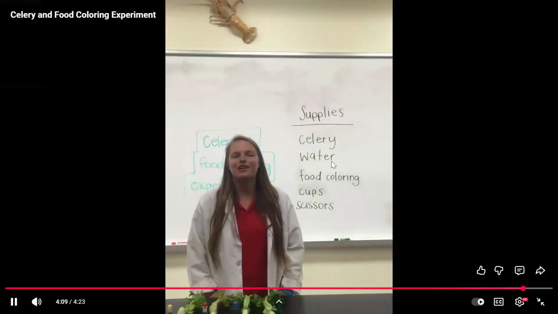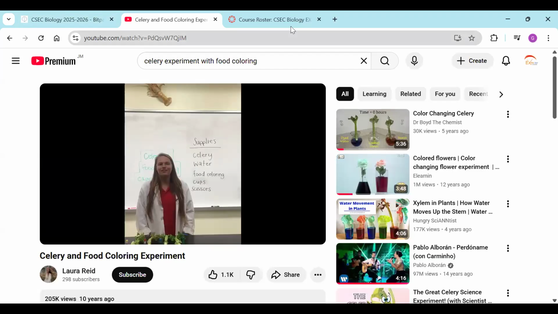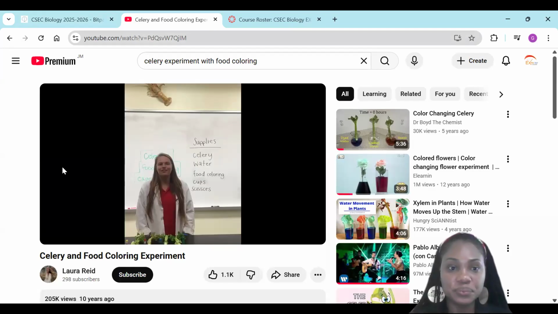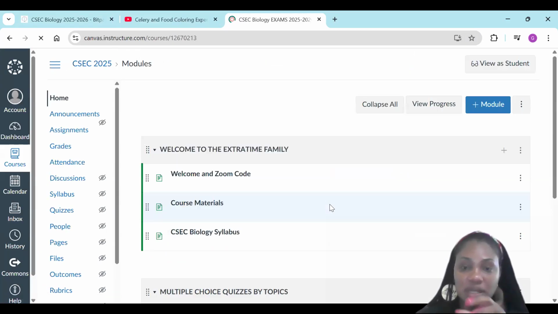Why are celery and food coloring used? Because they are transparent, it makes it easier for us to see. So this is a classic experiment that you are expected to know, all right? So I'm going to show you the handout now. The handout is going to be in Canvas.